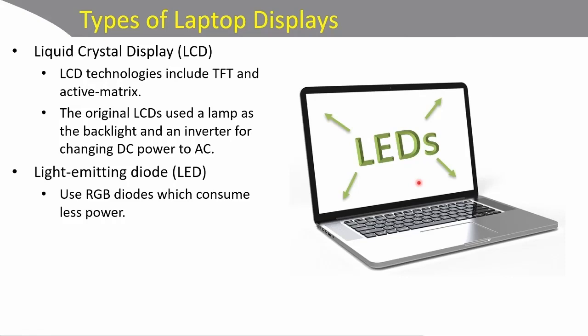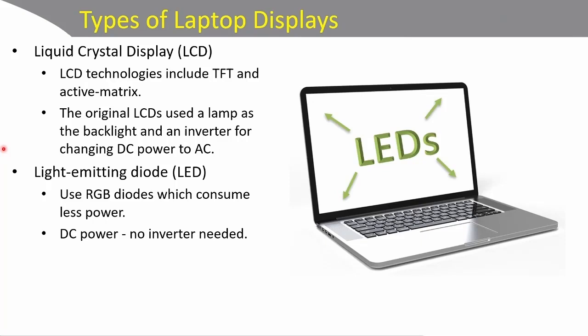The RGB diodes, the red, green, and blue diodes, are very small and quite capable. And secondly, they don't require AC power. They run off of DC, which means that they don't need an inverter. And in general, they use less power, which conserves the laptop's battery. As of the recording of this video, these are the most common type of display and backlighting. In a minute, I'll disassemble a laptop's LED display just to show it a little bit.